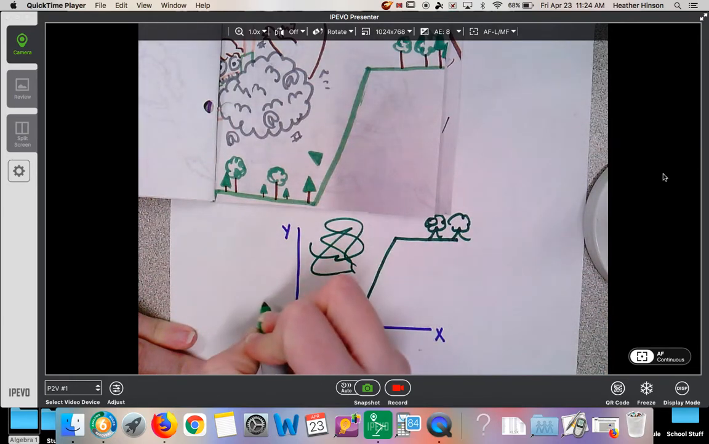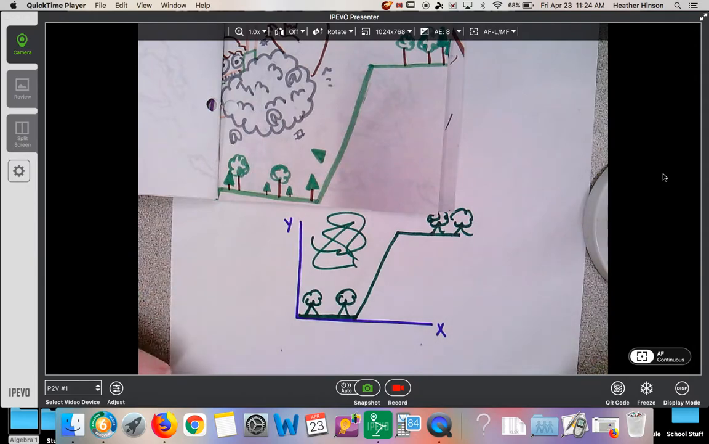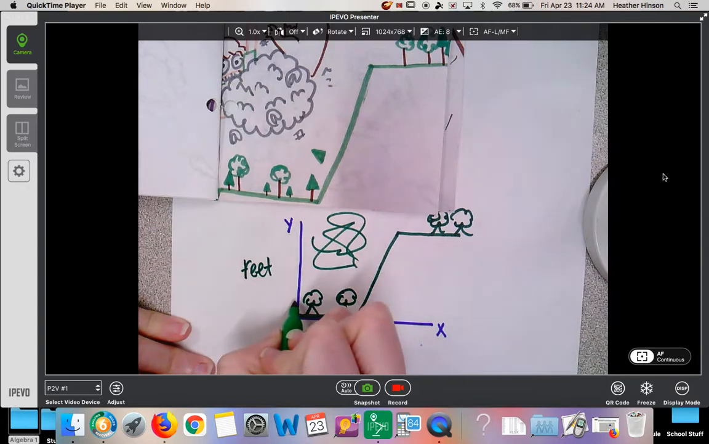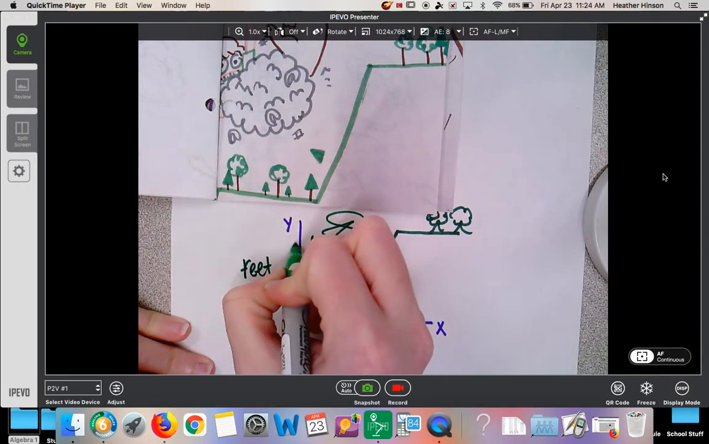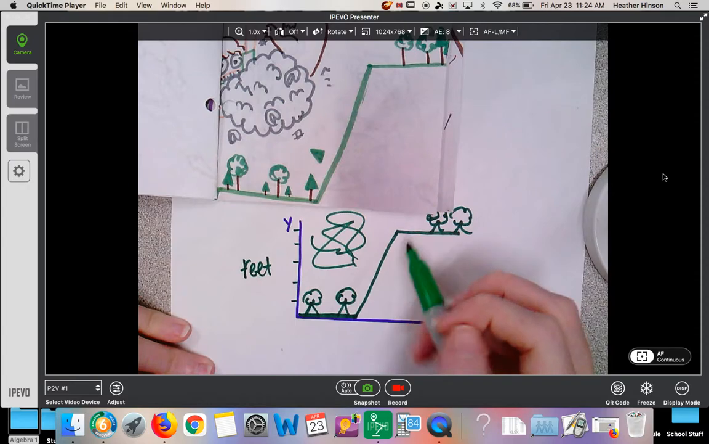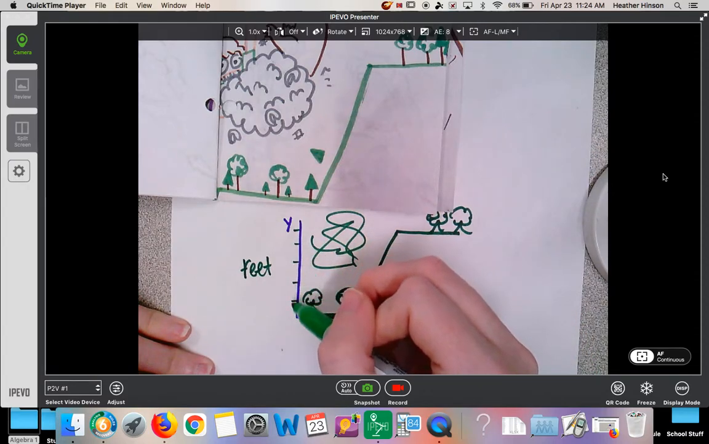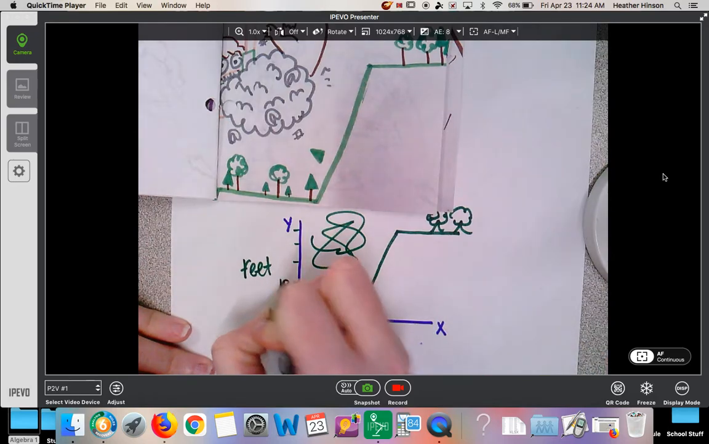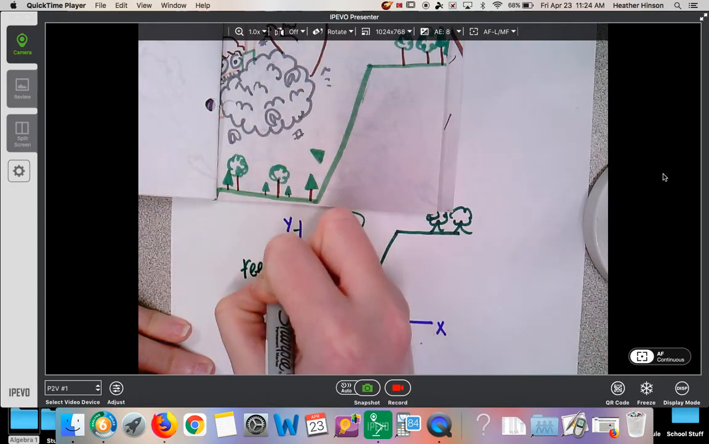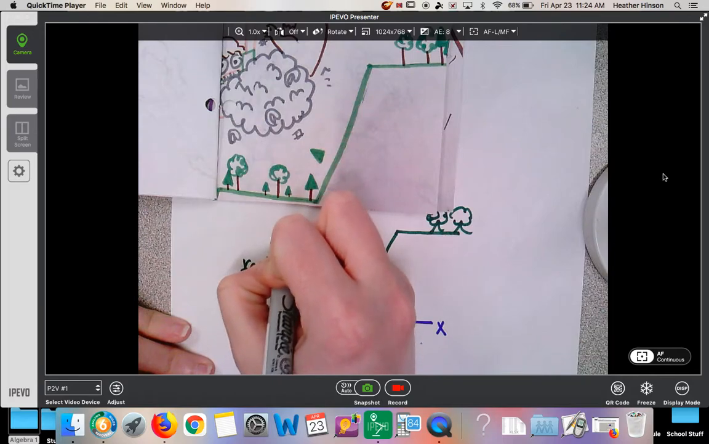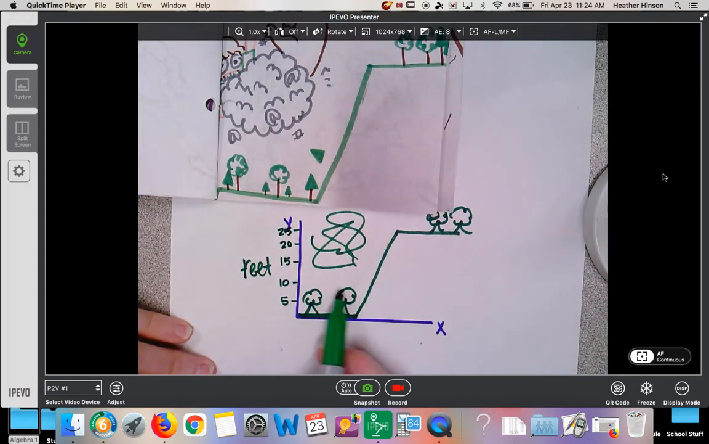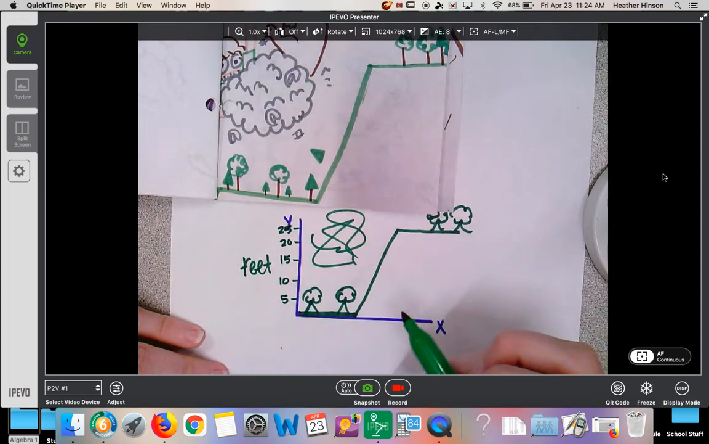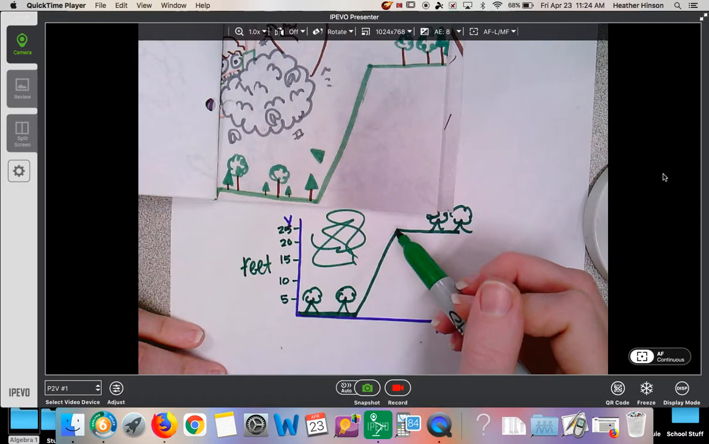So your label is going to be feet or meters or inches, whatever you would like to label it. I'm going to call this feet, and I'm just going to label a couple points. So it's a really steep hill, so I'm not going to say that's 5 feet. I'll count by fives. So this can be 5 feet, 10 feet, 15, 20, 25. So my trees right here are almost 10 feet tall. So little baby trees right now. And so the top of the hill is 25 feet up into the air.